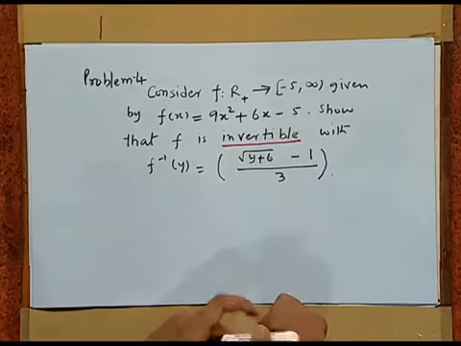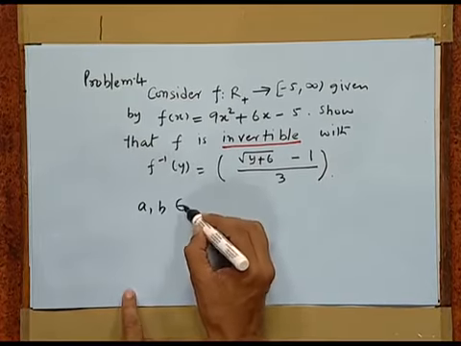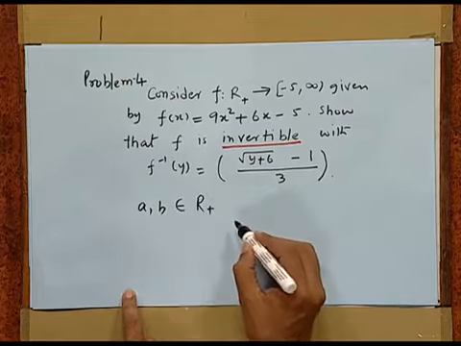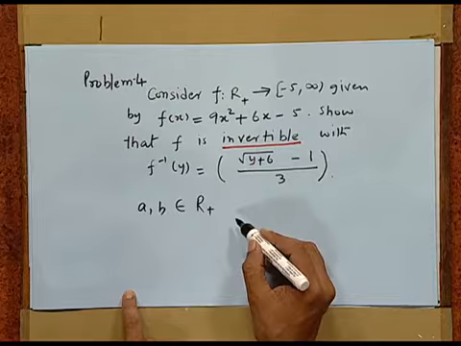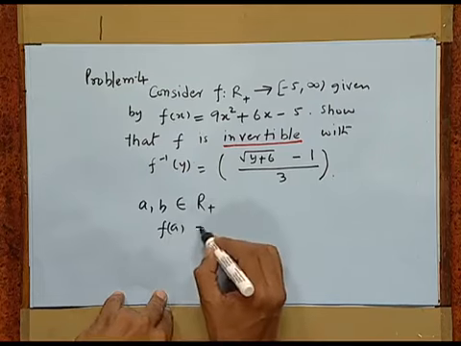A function is called invertible if the function's inverse exists, and that happens only when the function is one-one and onto. So, to show that the function is invertible, we must show that the given function is one-one as well as onto. First, we show it is one-one. For that, let us take two elements a and b in the domain, that is R plus. Of course, R plus means the set of all positive real numbers. We assume that f of a is equal to f of b.